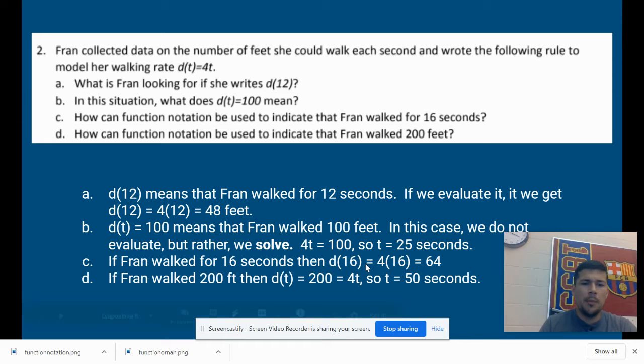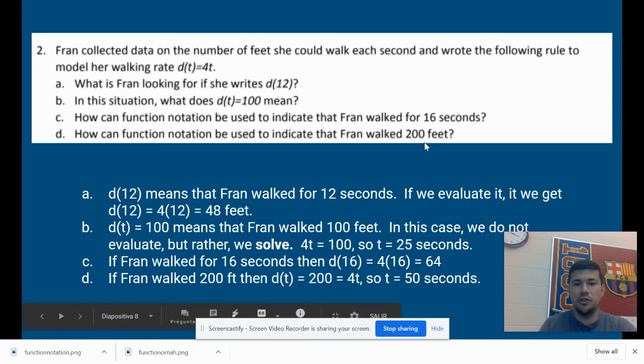Problem C is similar to A. If Fran walks for 16 seconds, how can you write that in function notation? Well, you're going to say d of 16. You're going to put the 16 in the parentheses, and you're also going to substitute it for the t in 4t. So you're going to say 4 times 16, and you're going to get 64. So d of 16 has an output of 64. In other words, 16 seconds, 64 feet.